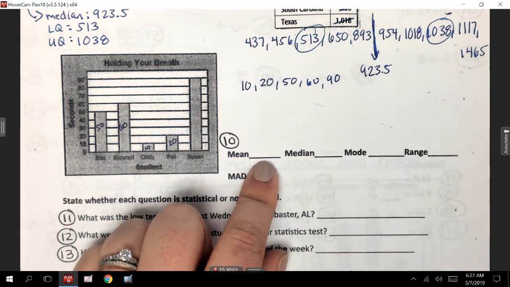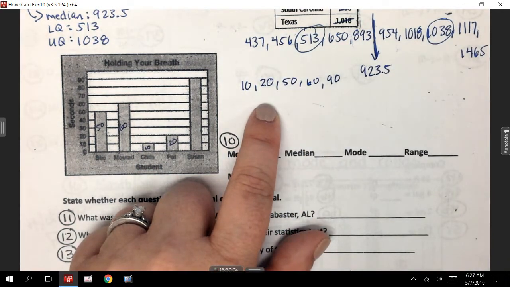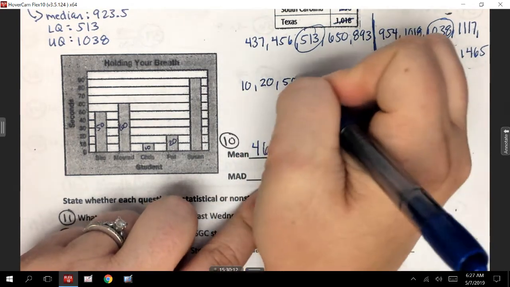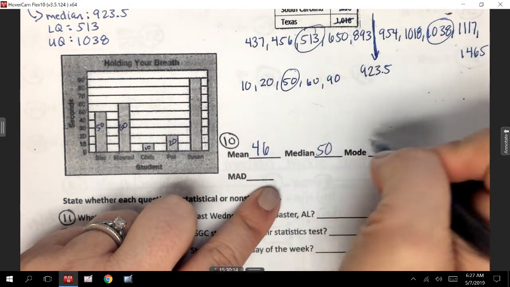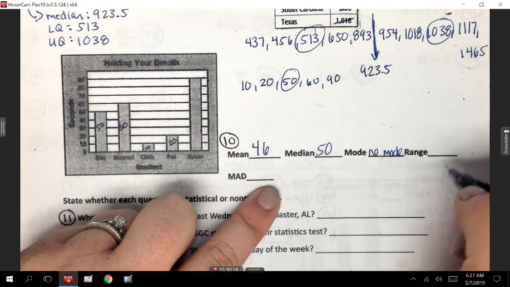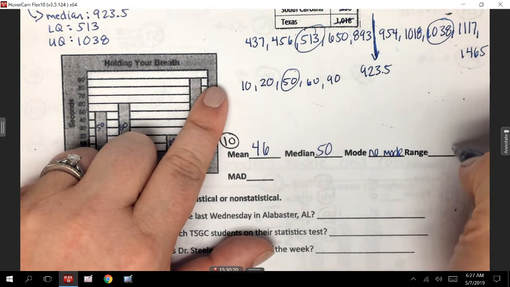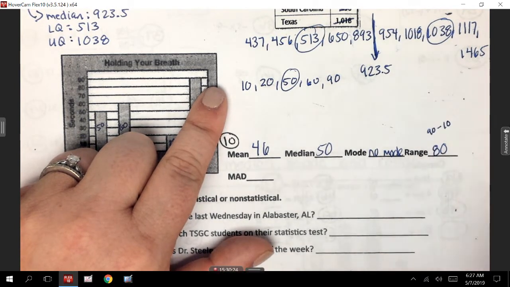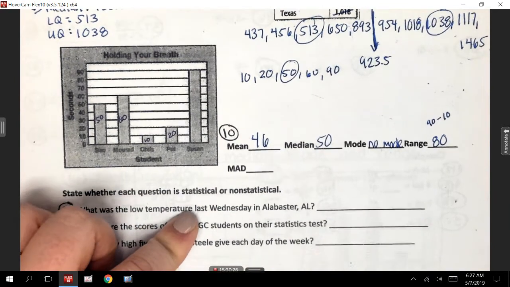All right, so let's add those 5 up. 10 plus 20 plus 50 plus 60 plus 90. And then we're going to divide that by 5 to get 46. The median in the middle is 50. The mode, there is no mode because nothing repeats here. And then the range, 90 minus 10 gives me 80. Remember, we're just doing big minus small for my range, in case we forgot.